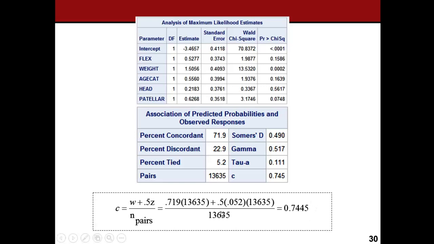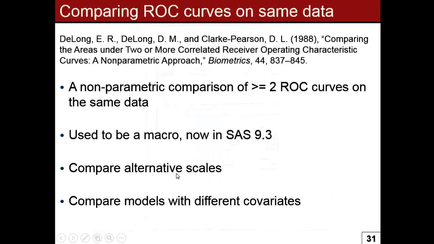Also notice these cancel, so you don't have to use our formula. You can just use the output directly because this cancels, if you're feeling algebraically fancy, or you can just multiply through the number of pairs. So 0.7445 is the C statistic to even more precision than SAS will give you by default. So this is how you compute the area under the curve.